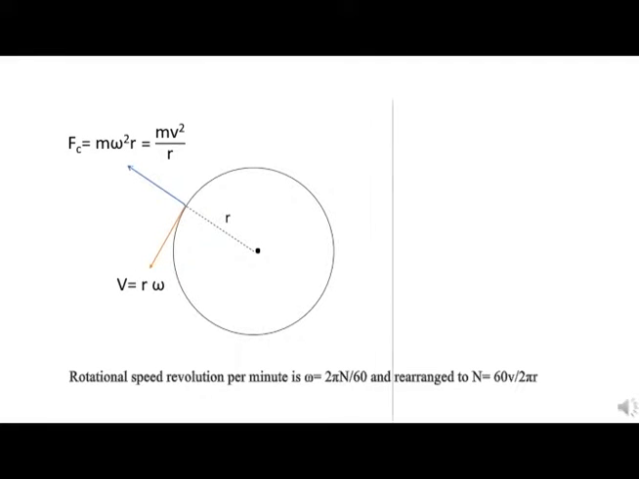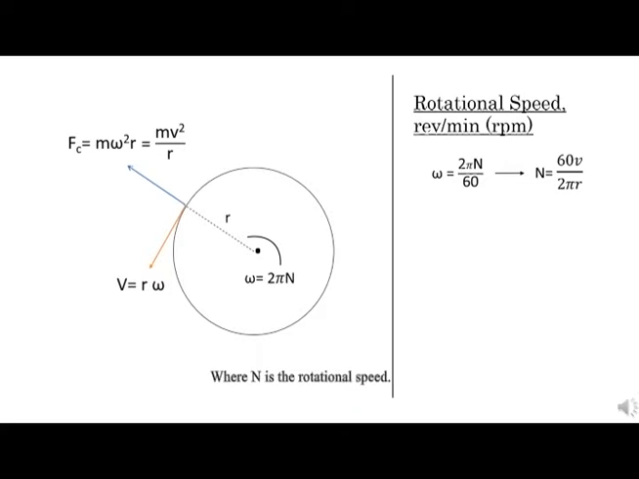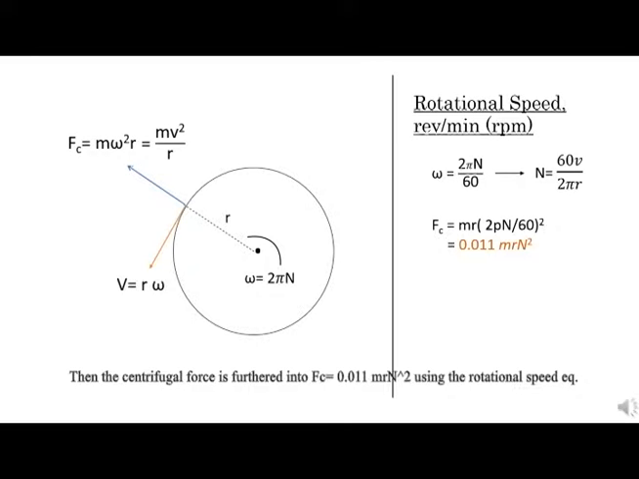Rotational speed, in revolutions per minute, is given by omega equals 2 pi n over 60, which is rearranged to n equals 60 v over 2 pi r, where n is the rotational speed. Then the centrifugal force is further expressed as 0.011 m r n squared using the rotational speed equation. The centrifugal force is often expressed as equivalent to g forces.